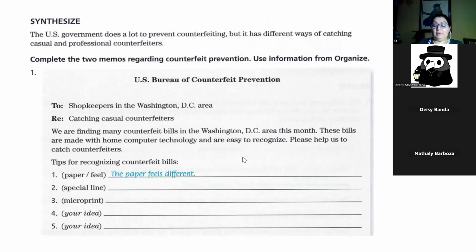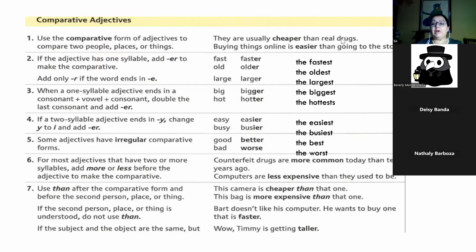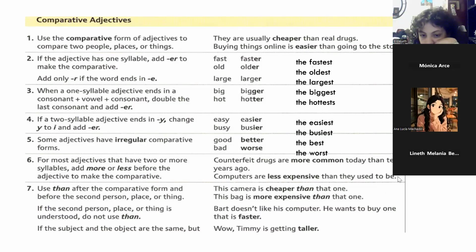Okay? Thank you. Now, we're going to the last part, that is the comparative adjectives, okay? Esta parte de los verbos, de los adjetivos comparativos es un poquito denso, pero es un tema muy conocido. Vamos a ver si hay alguien aquí que no conozca ese tema y para explicarlo, y si no lo pasamos a la práctica. Is it clear for everybody?